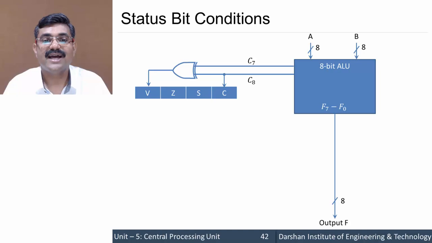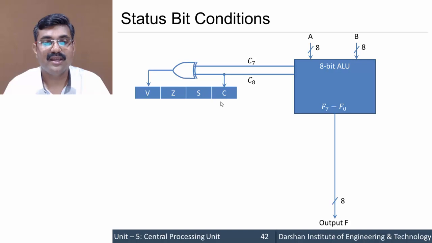If we move further, then the last two carries, that is C7 and C8, the XOR of these two carries, if it comes out to be 1, then we can say that the overflow has happened. This is the case mostly occurring when we are having negative numbers represented in 2's complement form. So for the last two carries C7 and C8, if the XOR of these two carries is generated to be 1, then we can say it is an overflow condition and the V flag is set to 1, otherwise it is set to 0.